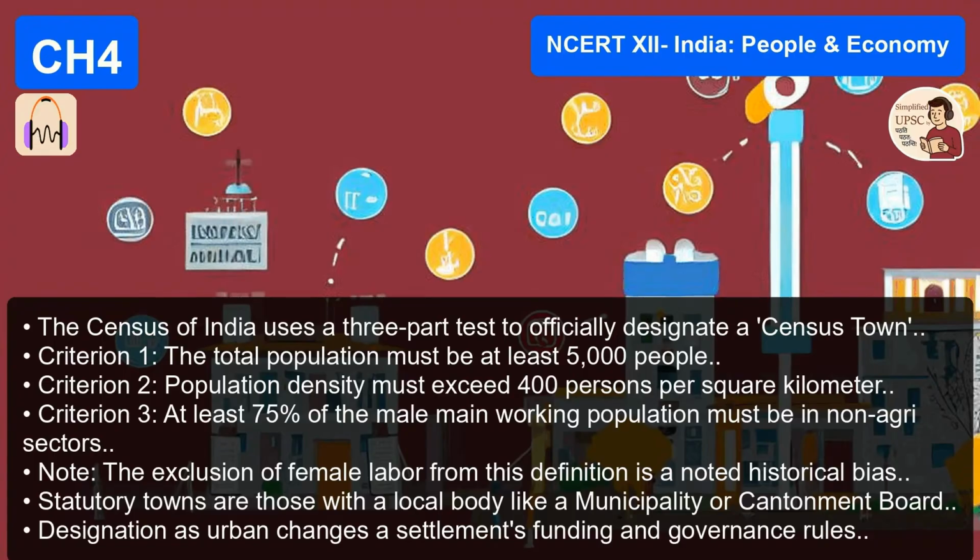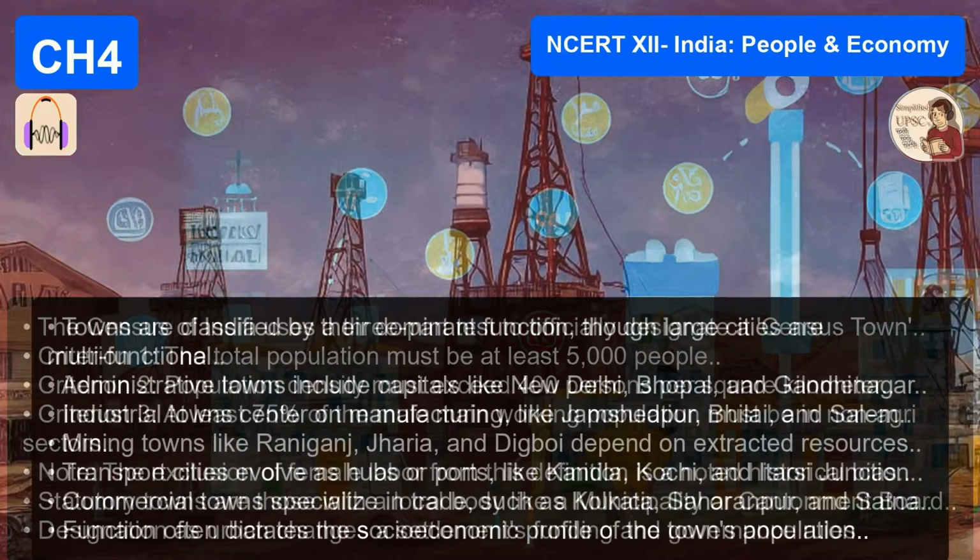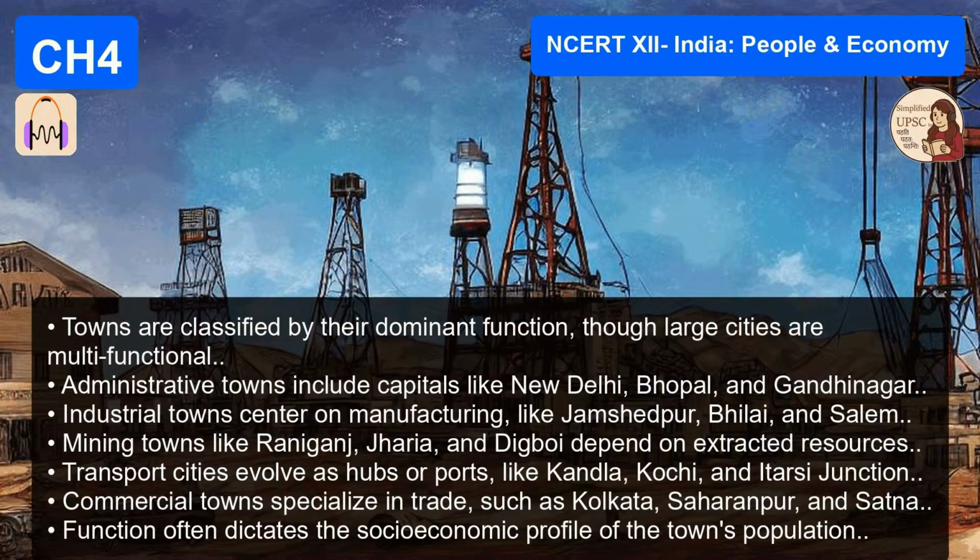Speaking of that load, let's talk about what these cities actually do, Section 5, the functional classification of towns. Right. Now, I want to clarify something first. Most modern large cities are multifunctional. You can't just say Delhi does one thing. Right, it's a beast. It does everything. Exactly. But the text classifies towns based on their dominant or their original function. It's a really useful way to understand why they exist in the first place.